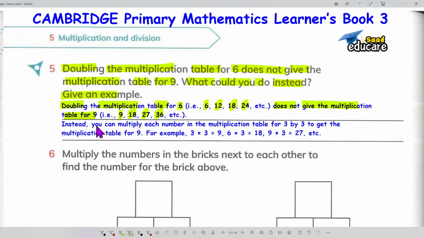You can multiply each number in the multiplication table for 3 by 3 to get the multiplication table for 9. For example, 3 times 3 is 9, 6 times 3 is 18, 9 times 3 is 27. Now look, every number that comes up can be divided by 9, like 9, 18, 27. Next, 9 times 4 is 36. Okay, so number 5 is done.